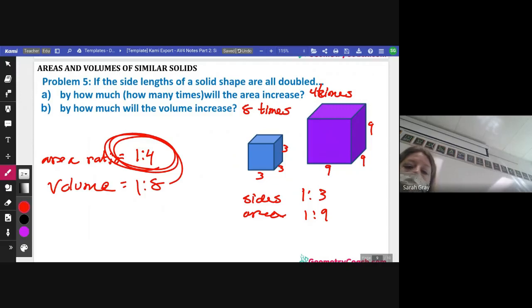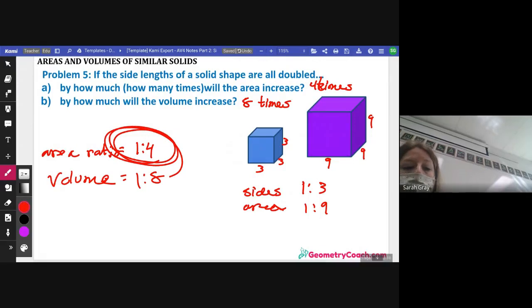So I went from 1 on the blue to 3 on the purple when I did sides. I went from 1 on the blue to 9 on the purple when I did areas. And an example would be if I put the areas down, this would be a 9 and this would be 81. That's a multiple of 9 there.